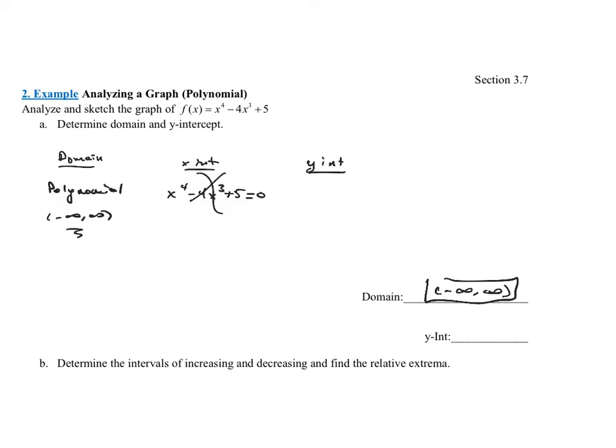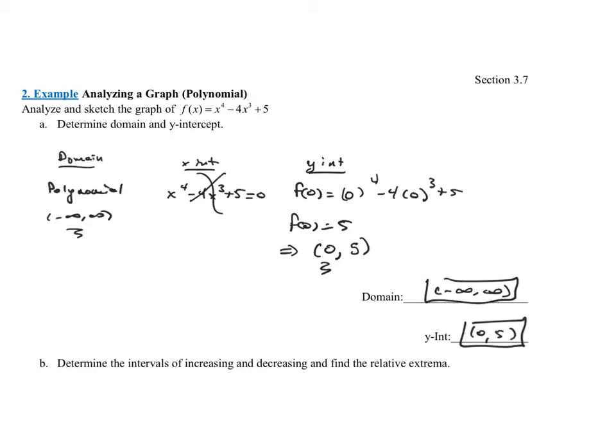We can, however, always find the y-intercepts. That's easy enough. A y-intercept occurs when x equals 0. So we plug in 0 for x. That'd be 0 to the fourth minus 4 times 0 cubed plus 5. So I'm getting, when I plug that in, 5, which tells me my y-intercept is the point 0, 5, which is the x value I plugged in, and the y value that I got out. So on this one, I have a y-intercept of (0, 5). Again, it's a polynomial function, so I know my domain is negative infinity to infinity.